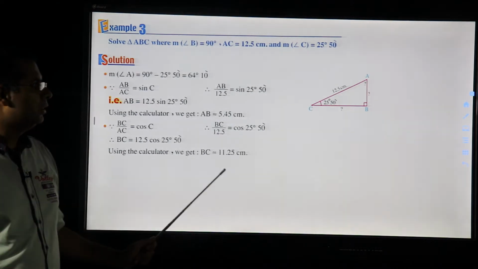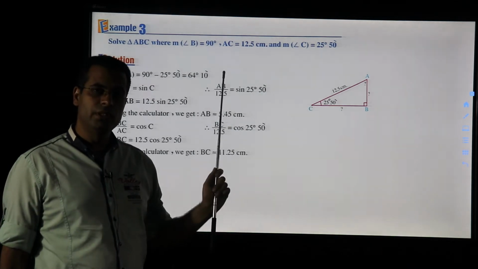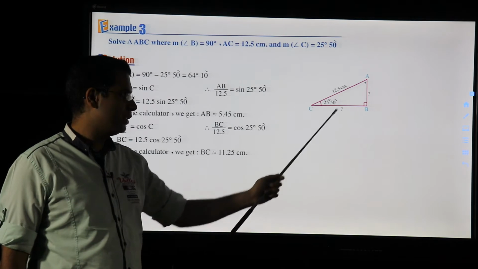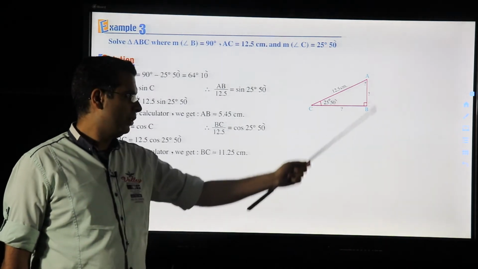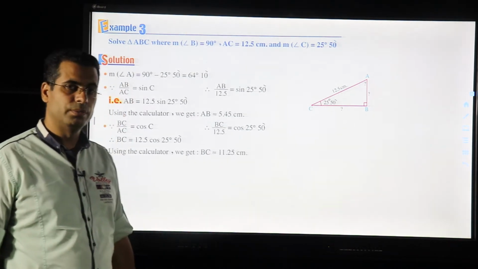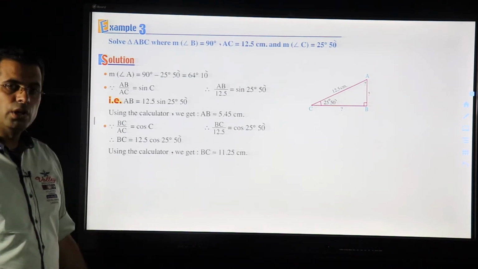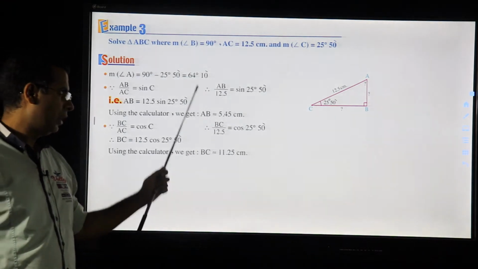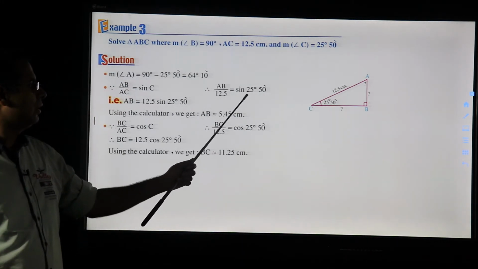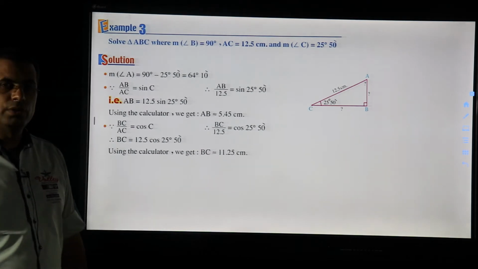Okay. Sine C, we want to find AB. AB is the opposite of C, and we have the hypotenuse. Opposite and the hypotenuse, we can use sine C. Sine C equals AB, the unknown side, over hypotenuse, which is 12.5. Therefore, sine 25 degrees 50 minutes equals AB over 12.5. Then AB equals 12.5 sine 25 degrees 50 minutes, which equals 5.45 centimeters.